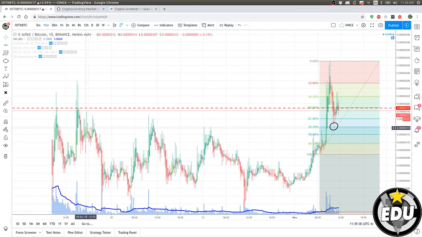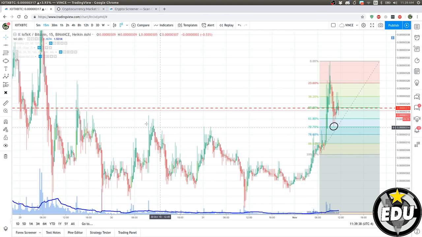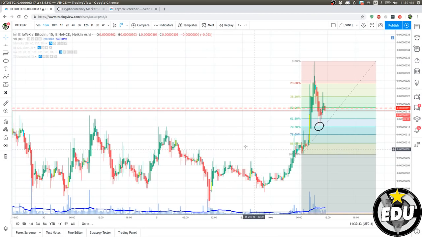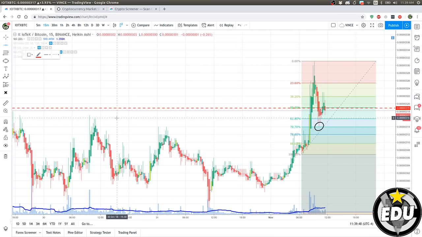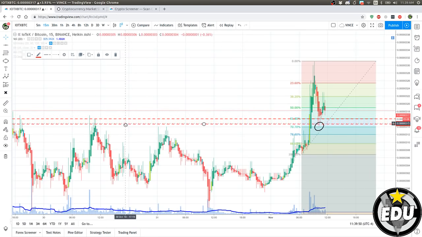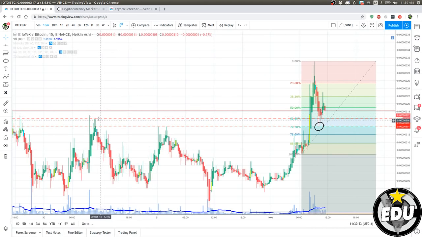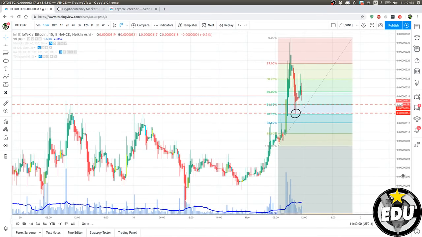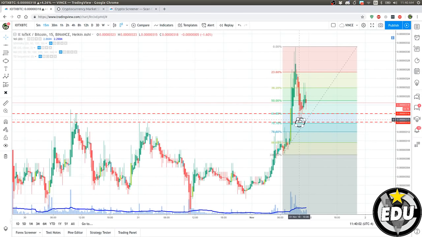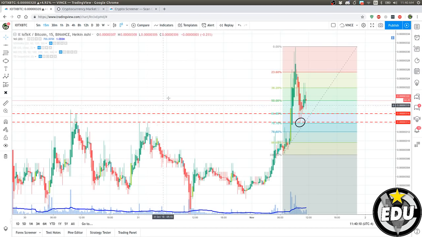And we have some resistances here. I would have probably traced some horizontal lines on the top of those spikes just to see possible bounces. I would have traced this one, and this one, just to have more support in the chart. And the coin pretty much bounced exactly on the 70%, but also on this previous high. So that's another way to find your support.